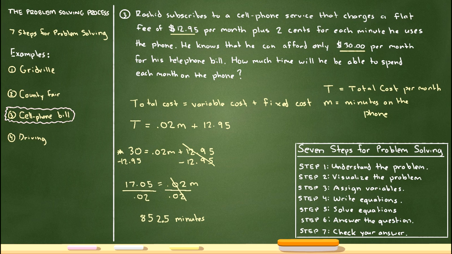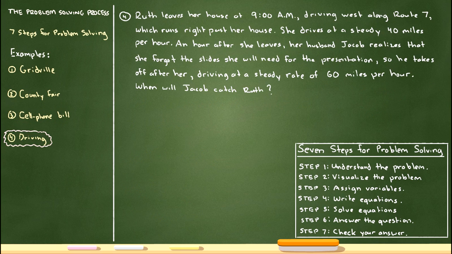Okay, and let's go ahead and check number 4. Now, this word problem, I really like this one. It's a fun one. So Ruth leaves her house at 9 a.m., driving west along Route 7, which runs right past her house. Okay, and she drives at a steady 40 miles per hour. An hour after she leaves, her husband Jacob realizes that she forgot the slides she will need for the presentation, so he takes off after her, driving at a steady rate of 60 miles per hour. When will Jacob catch Ruth?